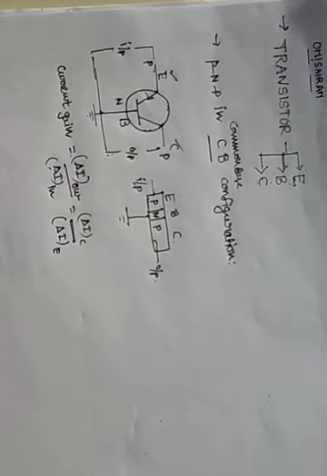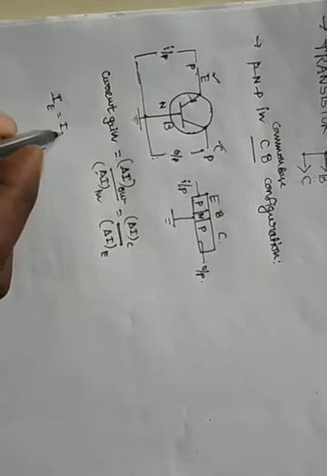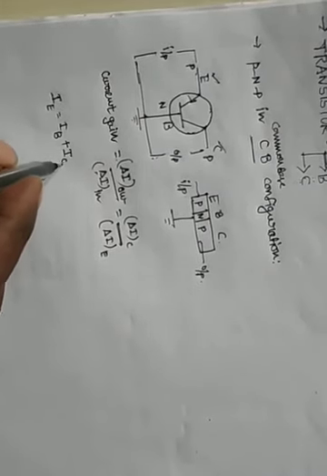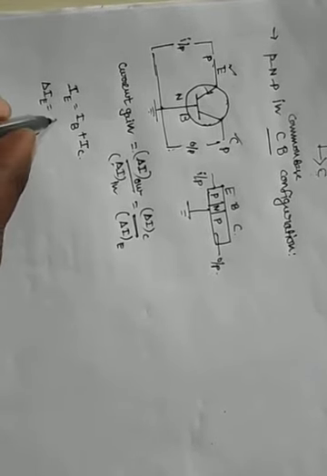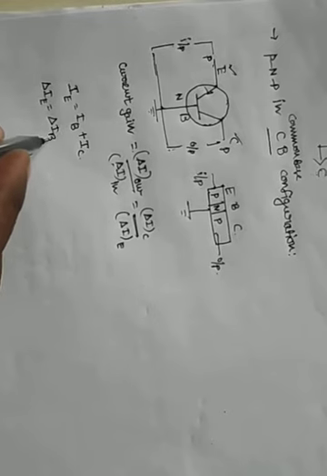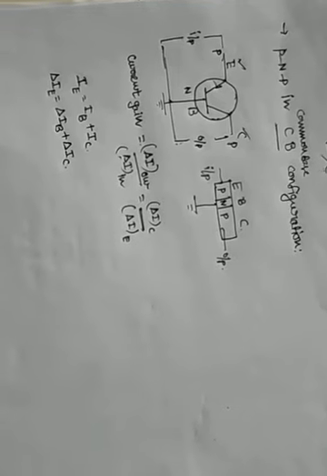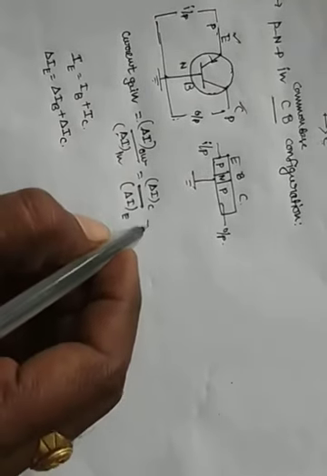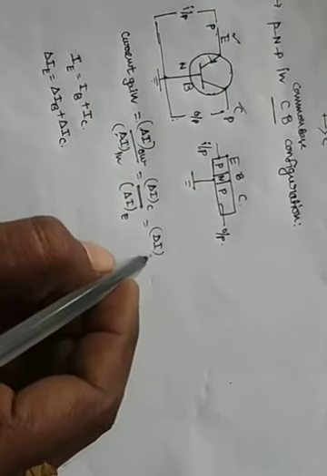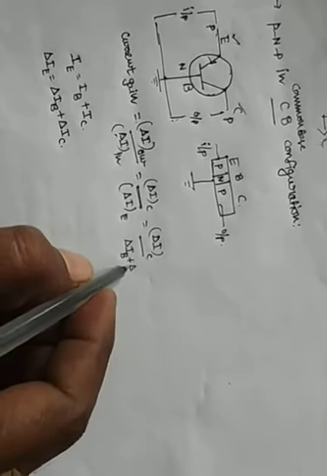Yesterday we wrote IE equal to IB plus IC. Now apply delta on both sides. Delta IE equal to how much? Delta IB plus delta IC. Delta IE equal to delta IB plus delta IC. So if you want to write here, delta IC by delta IB plus delta IC.